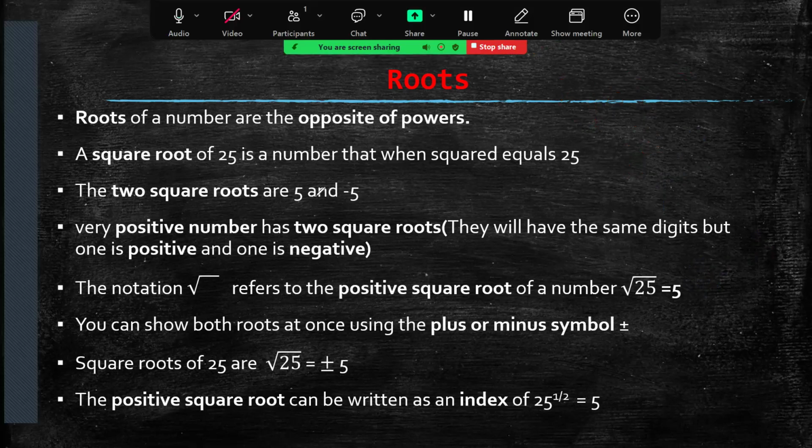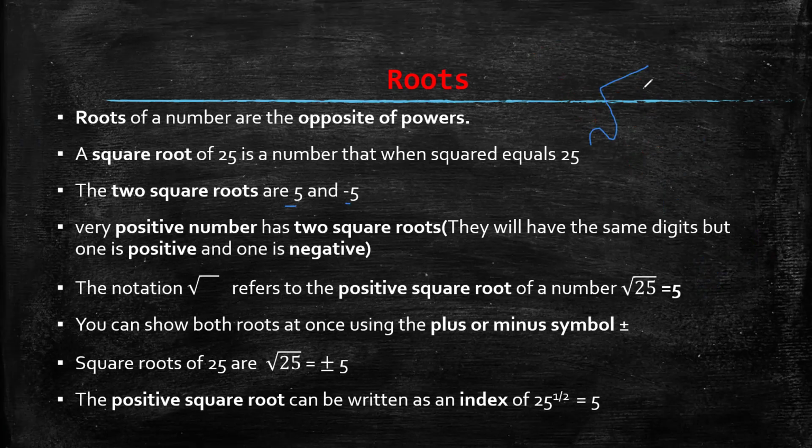The two square roots are 5 and minus 5. We can write the answer as 5 and minus 5 because when we take out the value from the square root, we have to write the value as positive 5 and negative 5. Remember that: when you take out the value from the square root, we have to write the value one time positive, one time negative.